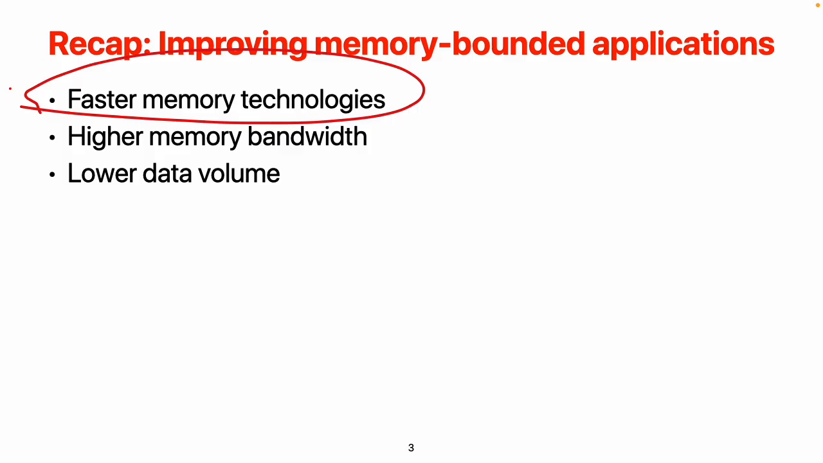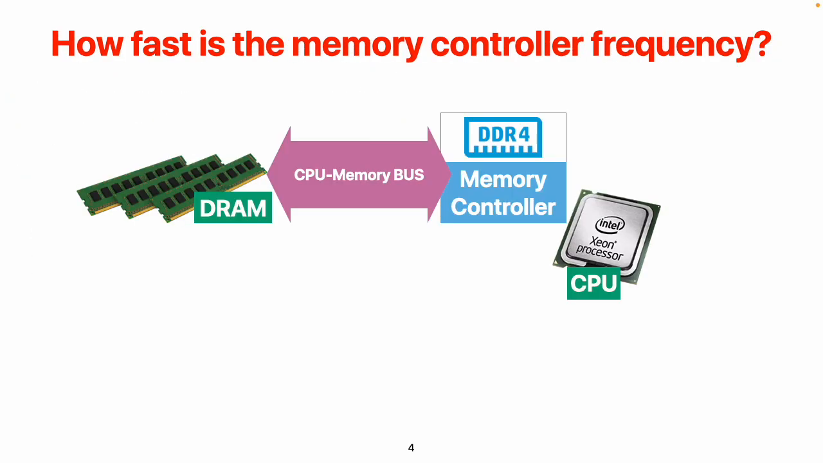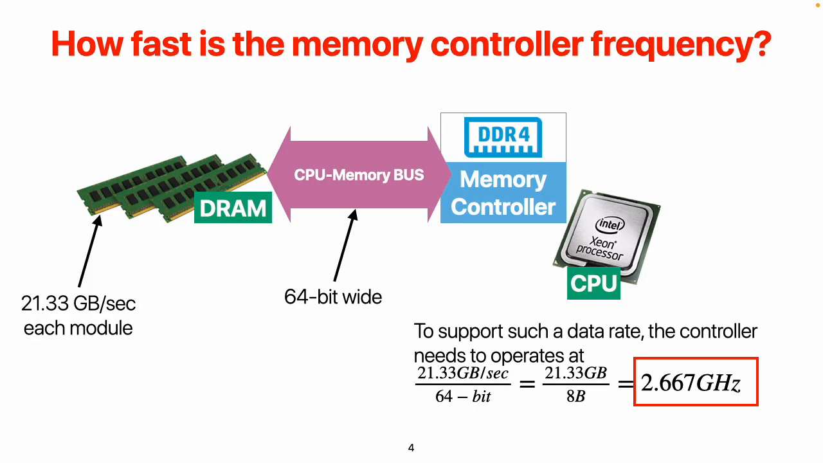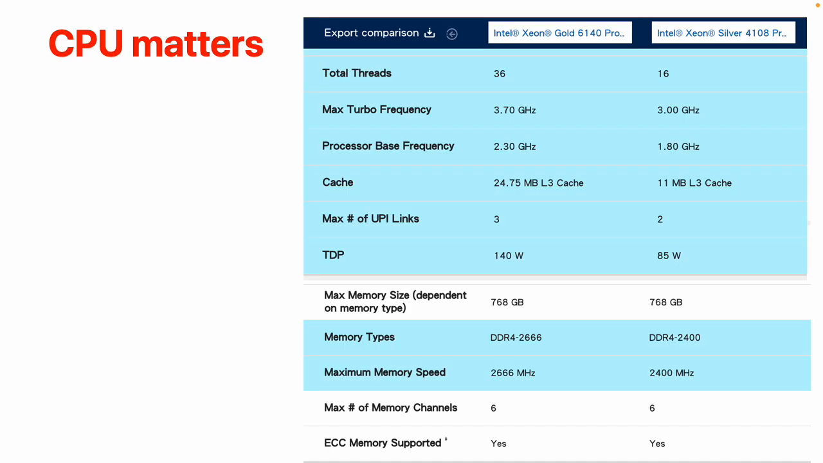So it turns out you have to figure out if we can increase the bandwidth or lower the data volume. The last time we talked about how, if you want to increase the bandwidth, the controller speed matters, and the controller is actually on your processor. So that's why CPU still matters.